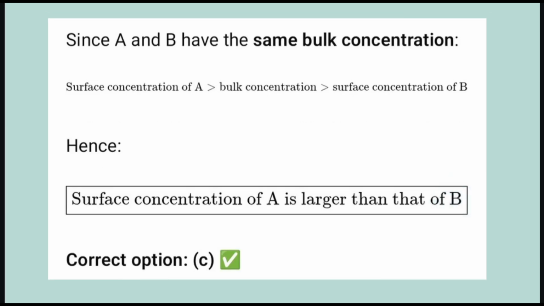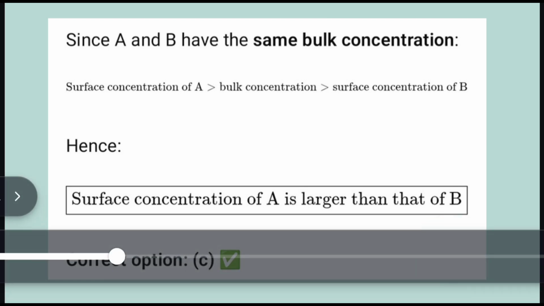So, since A and B have the same bulk concentration, surface concentration of A is greater than bulk concentration, which is greater than surface concentration of B. Hence, surface concentration of A is larger than that of B. So, here the correct option is option C. Surface concentration of A is larger than that of B. Now, let's move to the second question.